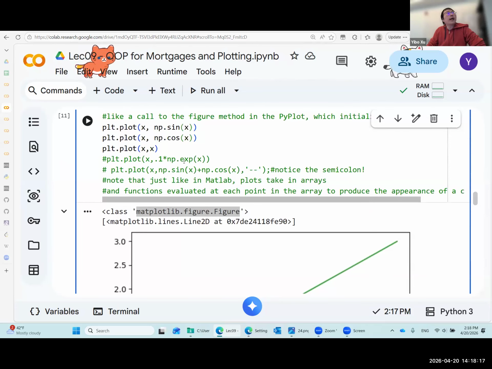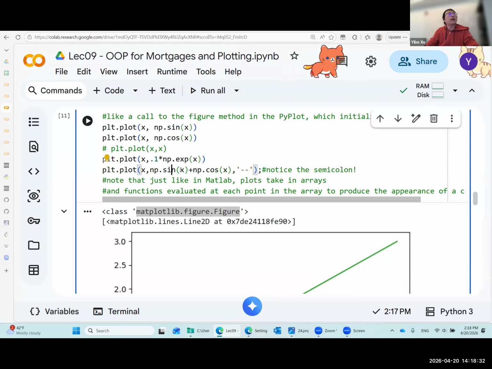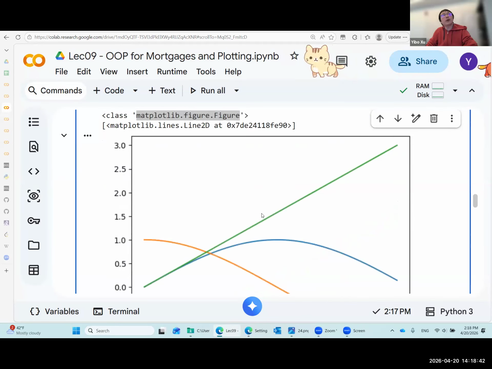And then what else? For the exponential function here, you can also call it using NumPy. So we can also look at that. And also let's plot sine plus cosine. Here, this is specifying the style of your curve. Remember, they all have different colors, but they are all solid curves.